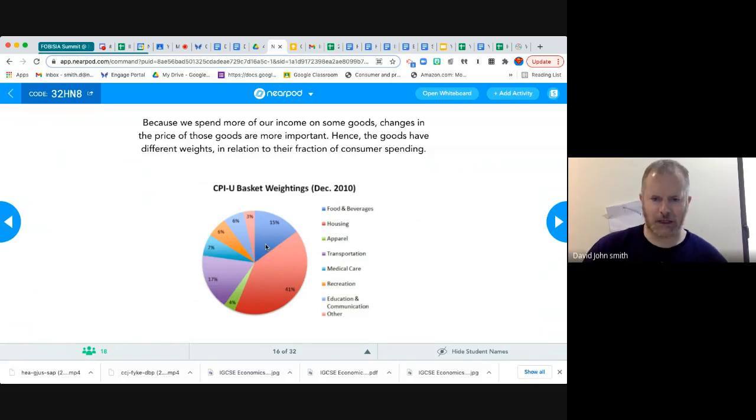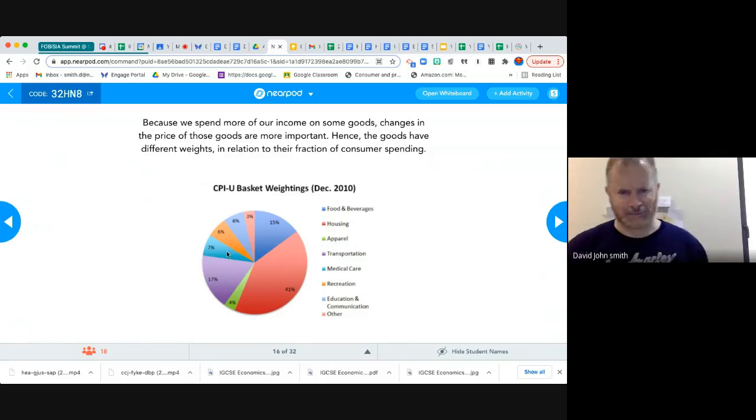Then if we have a look here, sometimes the colors get a bit tricky, for me in particular. So here, 17%, the purple, is transportation. What's the green? Apparel, so that's clothing. Where they say apparel, it's clothing. That's quite a lot when you consider that, what's that? Orange, recreation is 6%, and Americans spend proportionally almost as much on clothes as they do on recreation.